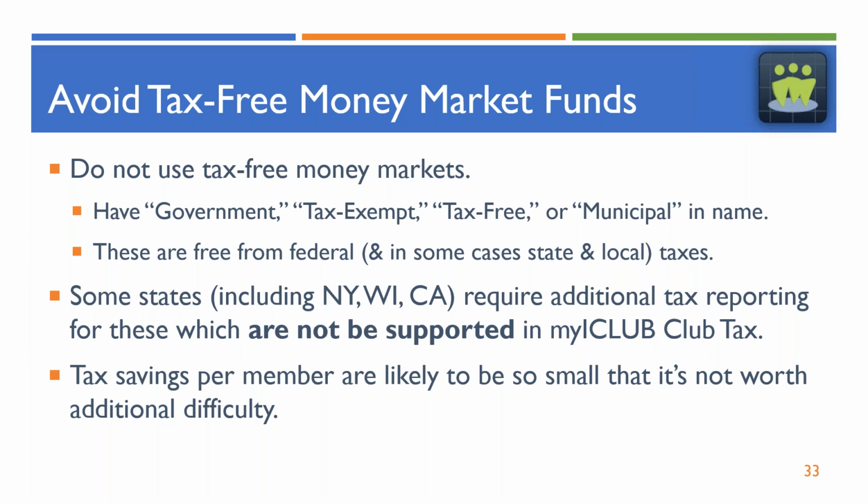Also, we feel that in general, the savings per member are likely to be so small that it's not worth any additional paperwork or lines that you'd have to fill out. So again, just use your regular ones, your SPACs, your VACs. I don't remember the other names, they escape me at the moment, but take a look at whichever ones are the top offerings. As long as you don't see government, tax exempt, or tax free in the name, you should be fine there.